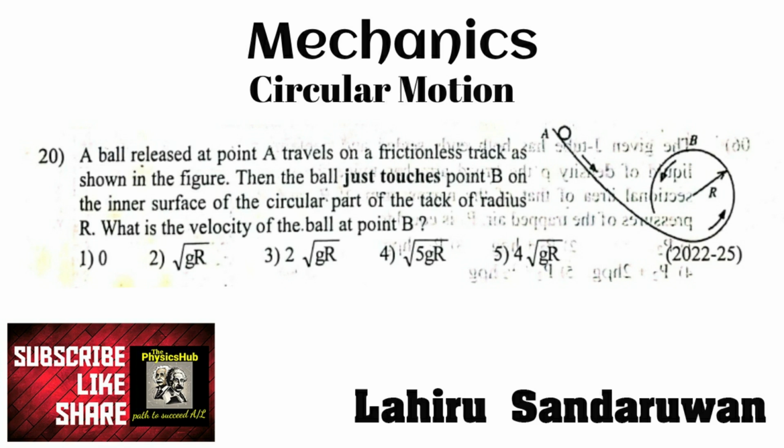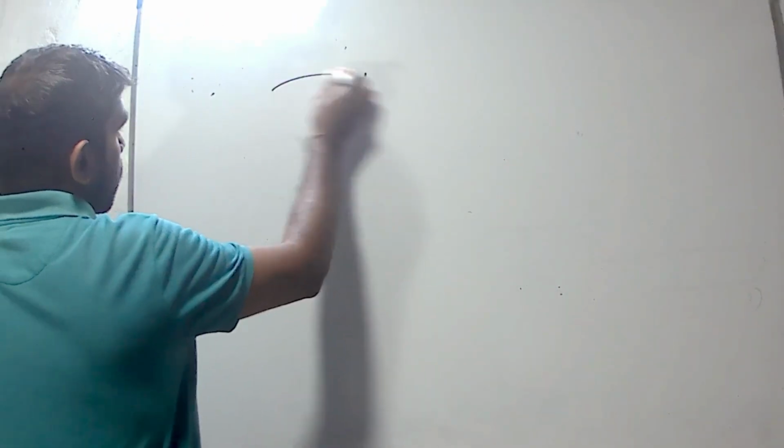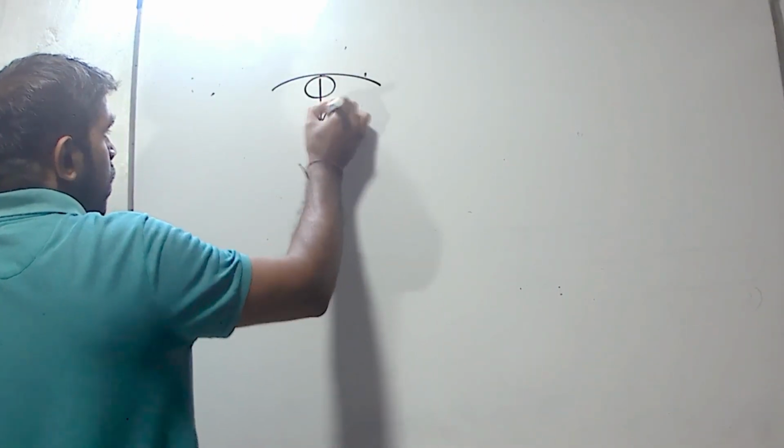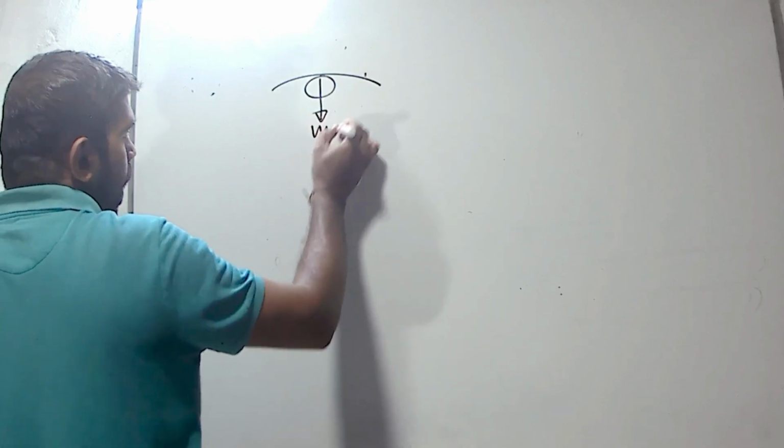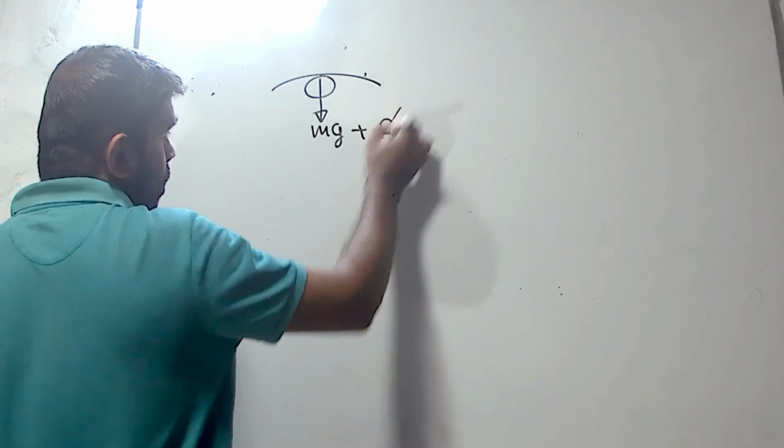A ball released at point A travels along the frictionless track as shown in the figure. Then the ball just touches the point B on the inner surface of the circular part of the track of radius R. What is the velocity of the ball at B? We are given that it just touches. It means you can get the forces on the ball at point B: weight and R. When it just touches, R should be 0.